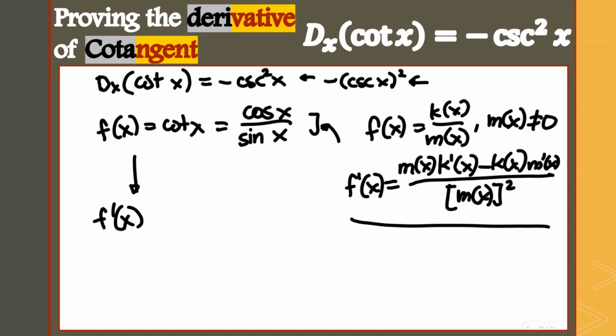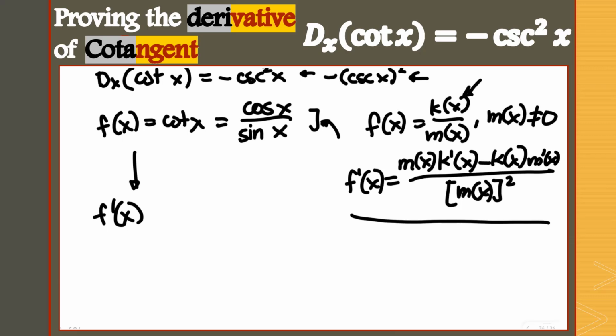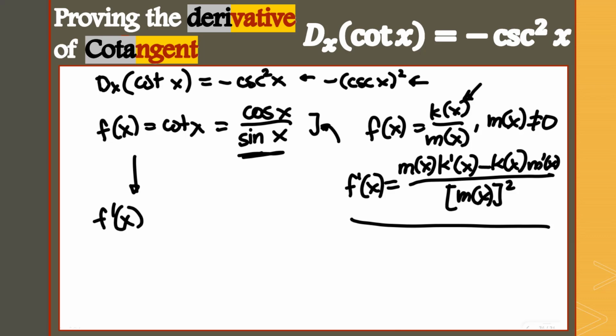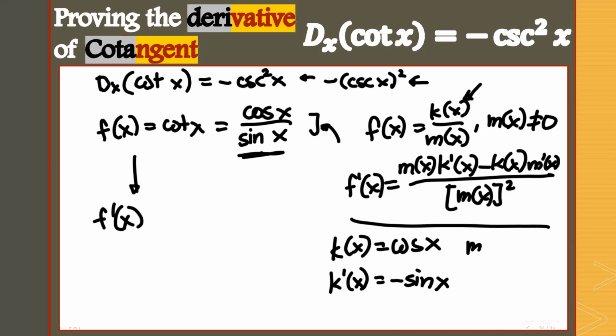Before we proceed to the proof process, we can say that k of x is the numerator, cosine x. Its first derivative is actually negative sine x. We already have proven this, so please try to review some of those videos. As for our denominator, m of x being sine x, its first derivative is positive cosine x. Make sure that you will not be interchanging possible results. So let's look into this.